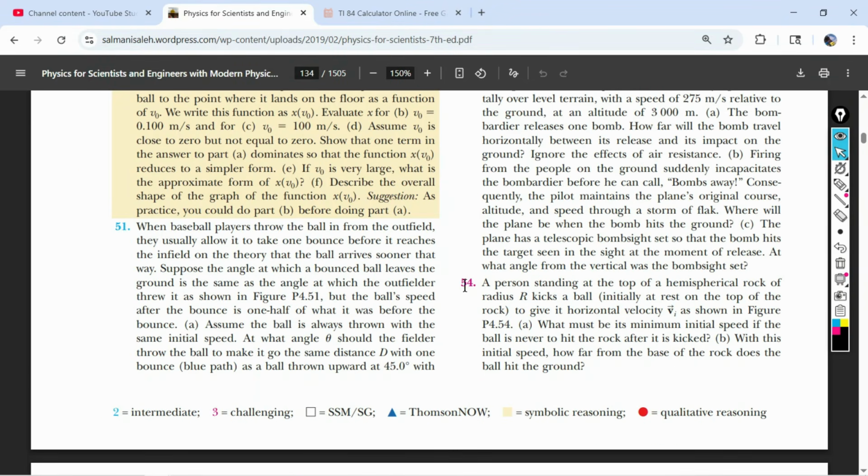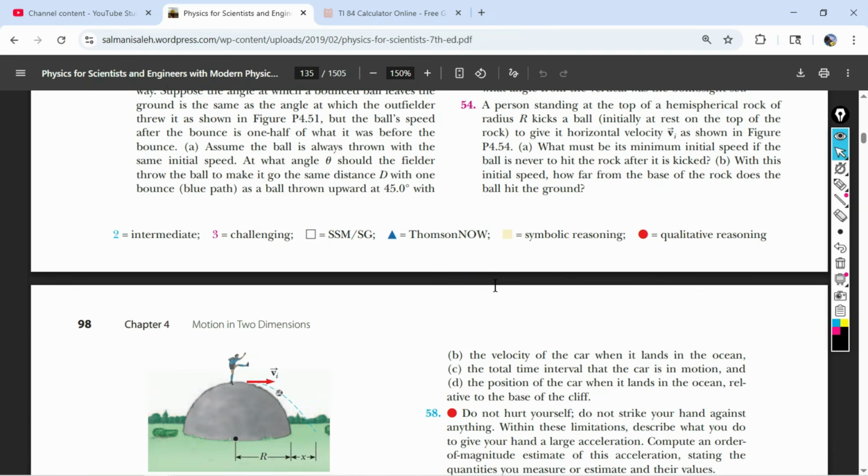So this is problem 54, and we can maybe get both in view. It says a person standing at the top of a hemispherical rock of radius r kicks a ball, initially at rest on top of the rock. So this is the rock. Someone carved out a rock that's half a sphere. And the soccer ball is initially at rest on top of the rock, and the person is going to kick it and give it some sort of horizontal velocity.